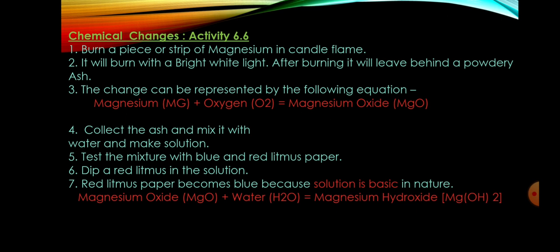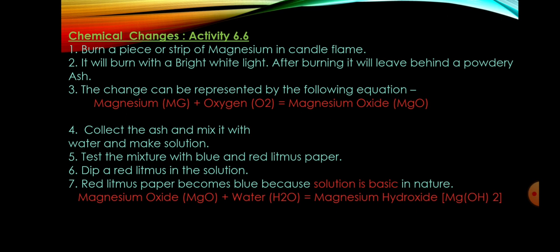Now step 4 of this activity is to collect the ash, mix it with water and make a solution. Now test the mixture with blue and red litmus paper. Dip a red litmus paper in the solution. Red litmus paper becomes blue because the solution is basic, so there is no need for blue litmus paper. This is the basic solution which we have mixed with water. We made an ash solution, I mean water plus ash.